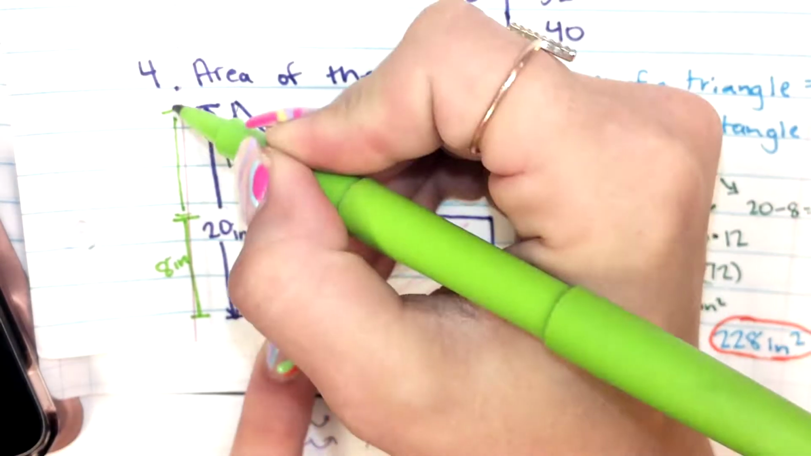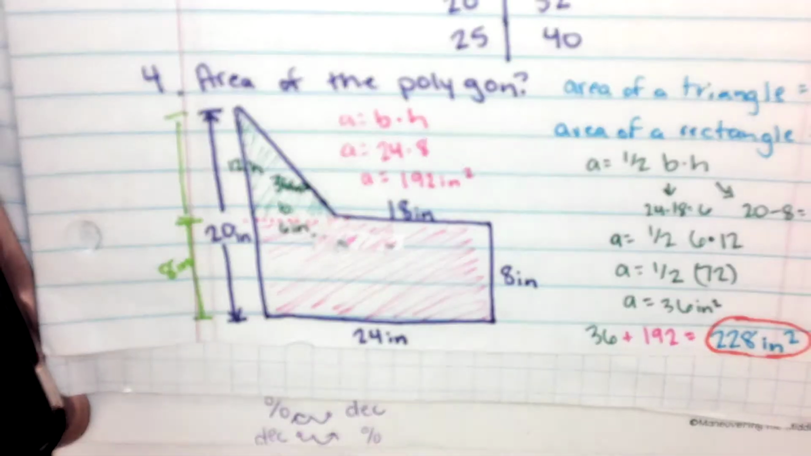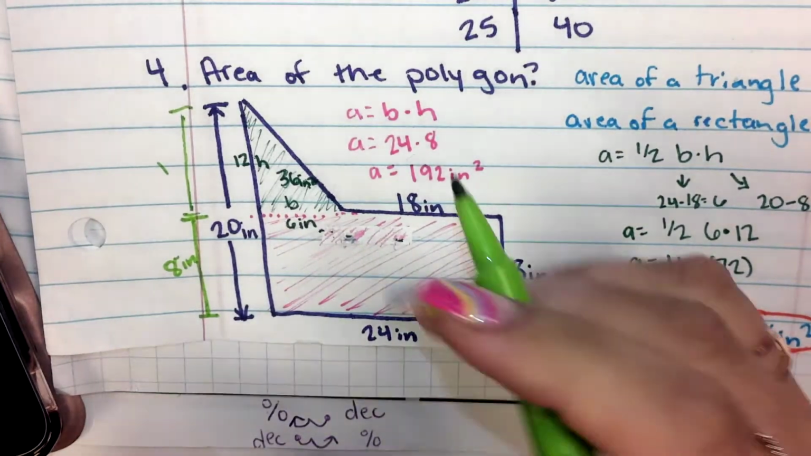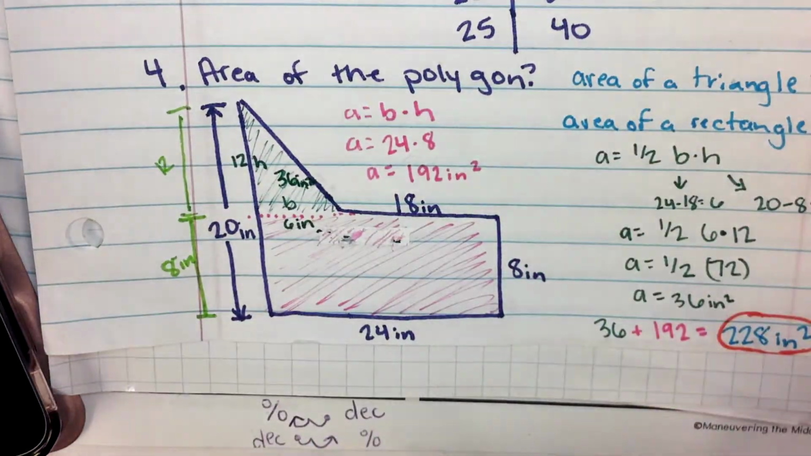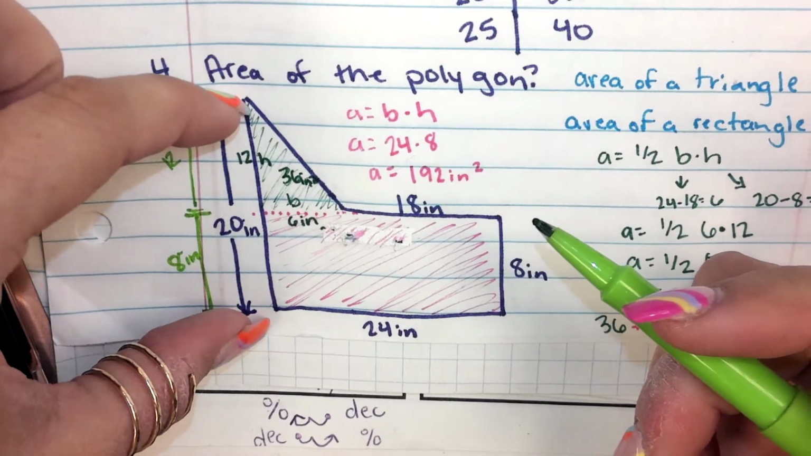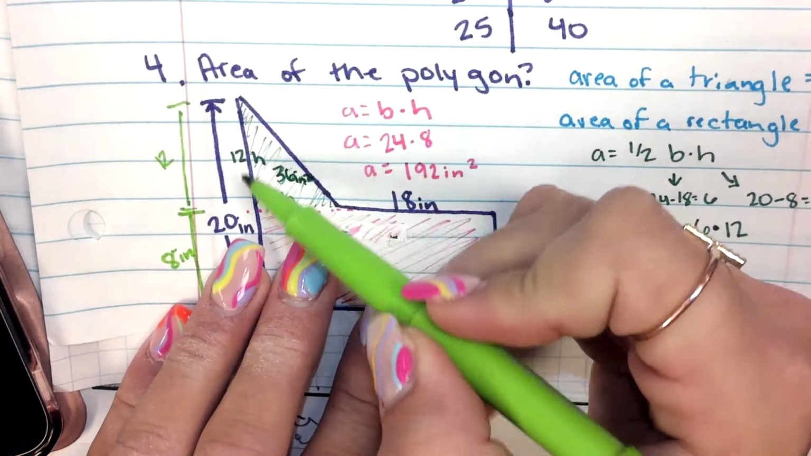Total of 20. I've taken up 8 of the 20, so how many do I have left over? 12. So this has to be 12 inches, okay? Because that's how many is left over. So now 12 plus 8 gives me a total of 20. So now that's my base, that's my height.